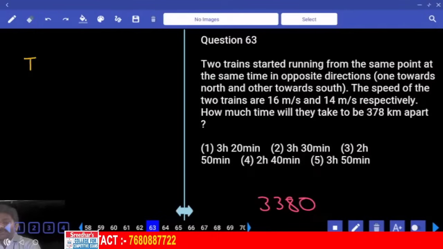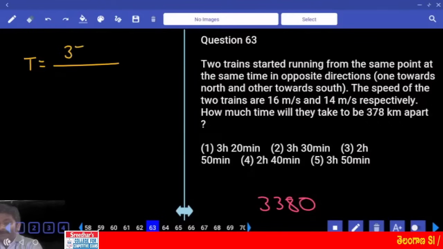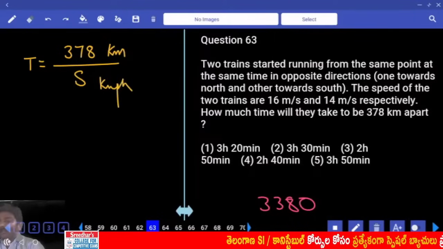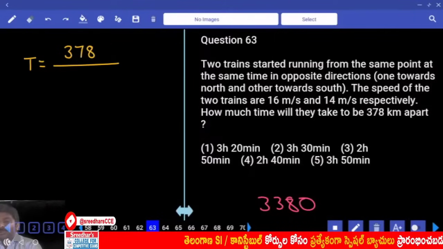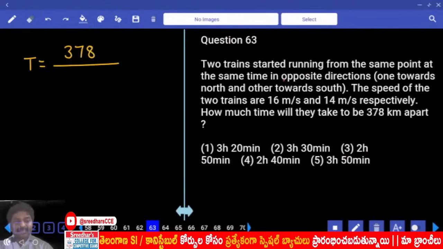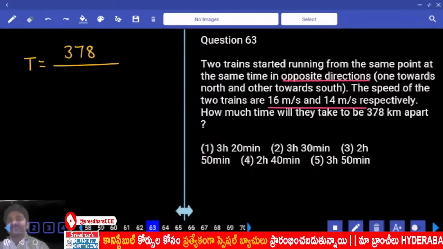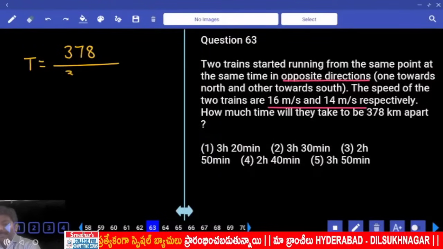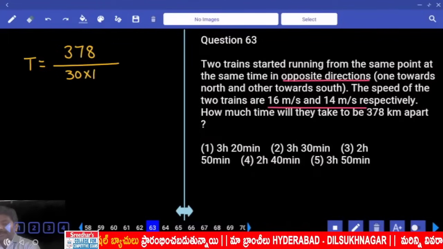Now the question is to find time. Time t is equal to distance by speed. How many kilometers distance should be there? 378 kilometers. Then speed must be in kilometers per hour, but our speeds were mentioned in meters per second. If they are moving in opposite directions, the speeds are S1 plus S2. 16 plus 14, 30 meters per second, converted to kilometers per hour.